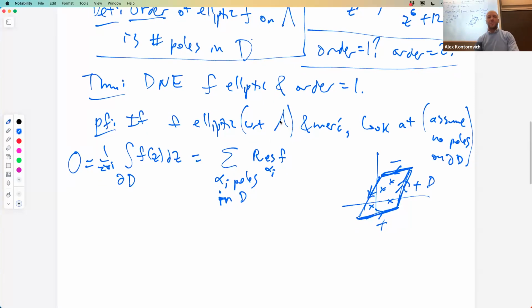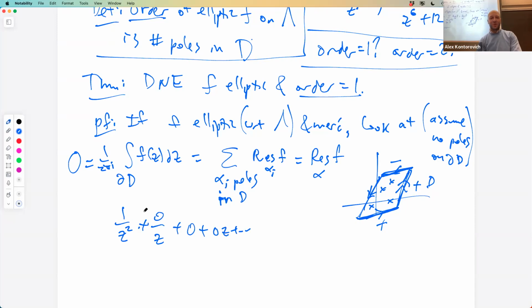Well, wait a second. So suppose that it's order 1. Suppose that there's only one alpha j. That means this is a single residue. There's a single pole, and its residue is 0. Can that happen? It can happen for a meromorphic function to have poles and residue 0. For example, the function 1 over z squared is a function with a pole at 0, and then its continuation is plus 0 over z, plus 0 times z, and so on. So this is the residue. The residue is 0. It can happen, but the order has to be more than 1.